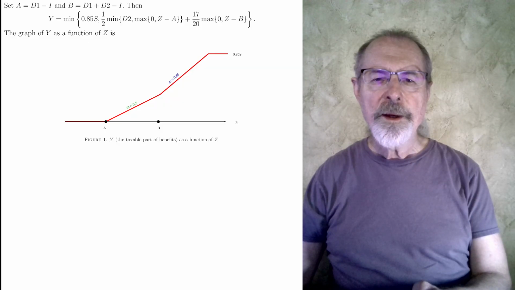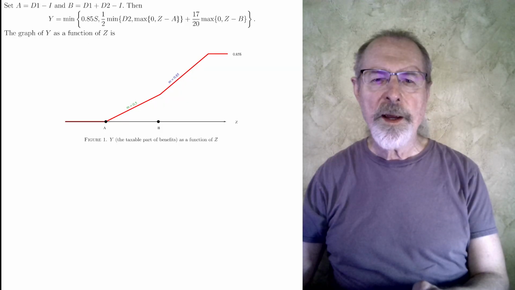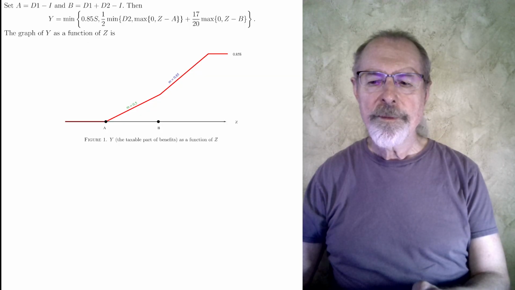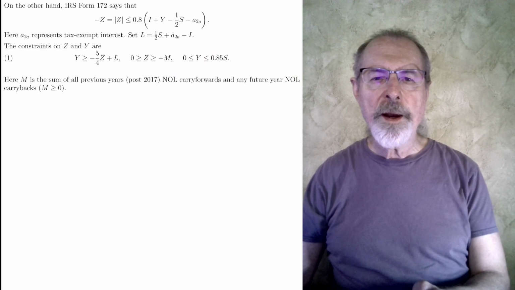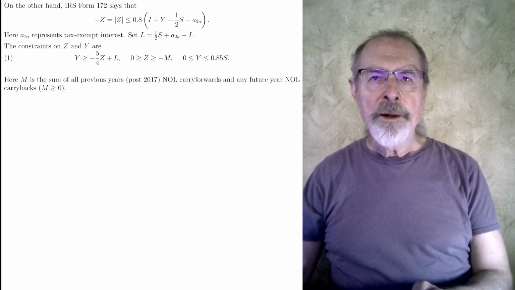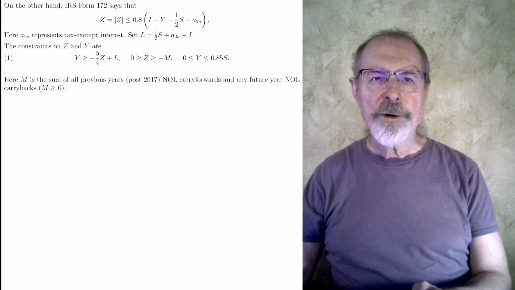Here Z is the net operating loss deduction. Now in Schedule 1, line 8A, that's input as a negative number. So Z is a negative number. So if you consider the NOL deduction as a positive number, then Z is the negative of that. On the other hand, the NOL deduction is bounded by 80% of income. And we also define a variable L, which we'll see in our graphs in a minute.